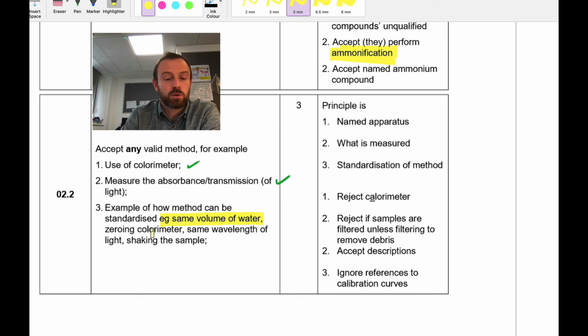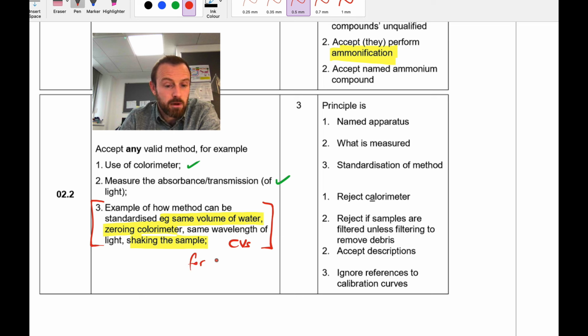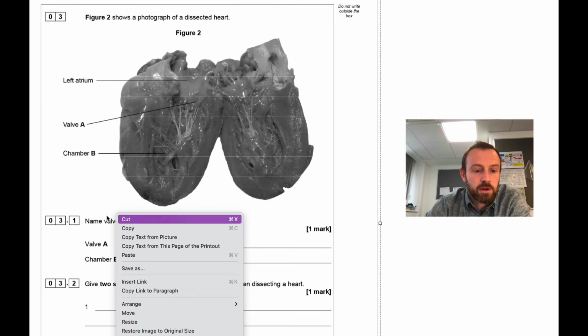So, for example, you would use the same volume of water in each colorimeter cuvette, make sure that you're zeroing the colorimeter every time, or make sure that you shake the sample, or use the same wavelength of light every time. So just some form of control variable. Possibly worth remembering these as general control variables for colorimetry, because colorimetry can come up in other ways. Got it. Okay, great. Okay, question 3.